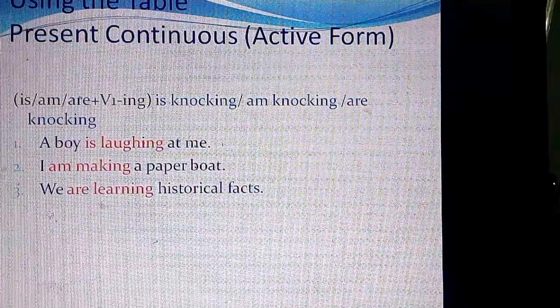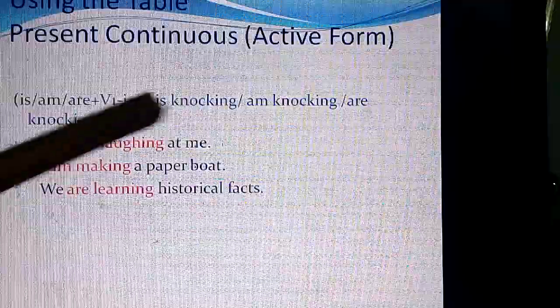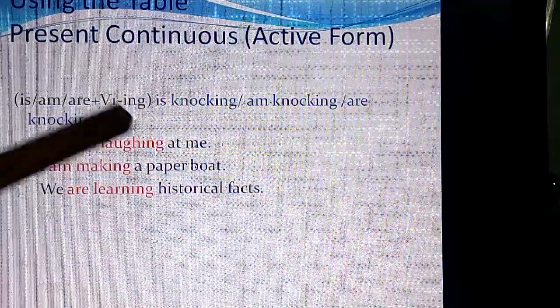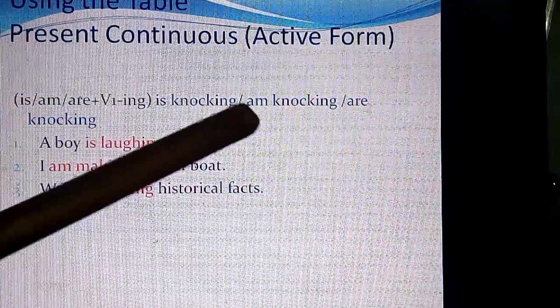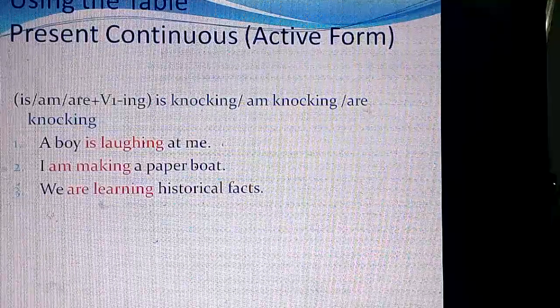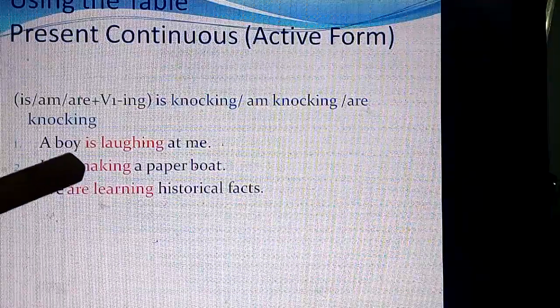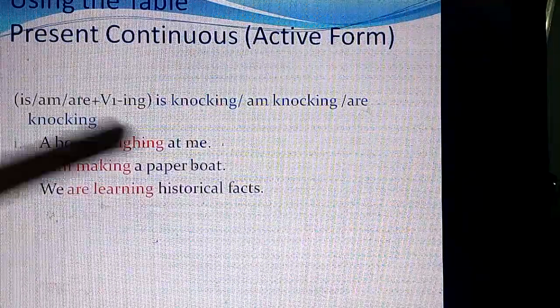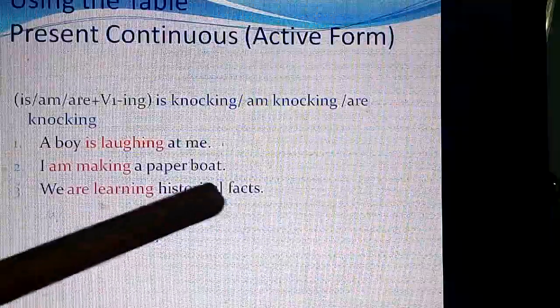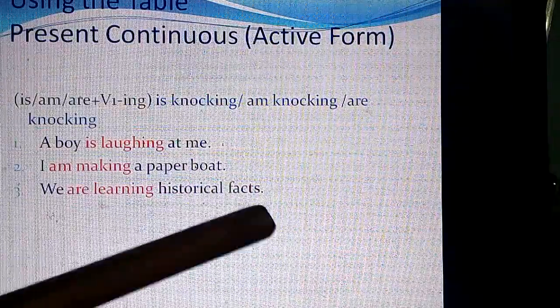So present continuous form is is/am/are plus V1 plus ing. So ing and V1, they are together. So is knocking, am knocking, are knocking. This is our base sentence example. And a boy is laughing at me. I am making a paper boat. We are learning historical facts.